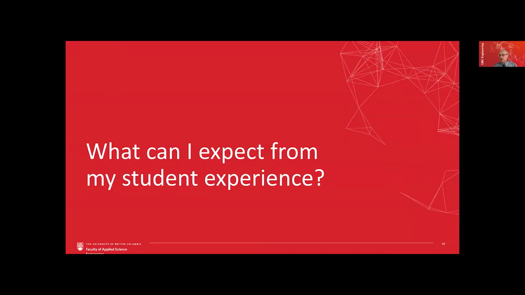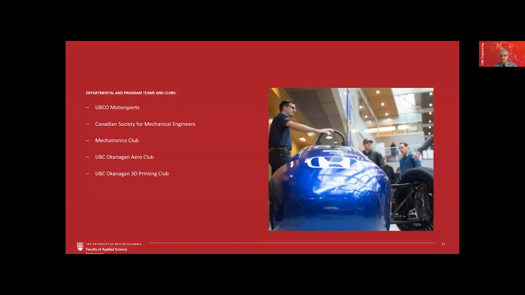What can students expect out of their engineering experience? Well, we have very many clubs within the school. These clubs include motorsports. These clubs include Canadian Society for Mechanical Engineers, Mechatronics, Aero Club, and 3D Printing Club, and many others. The life of our students is quite rich.